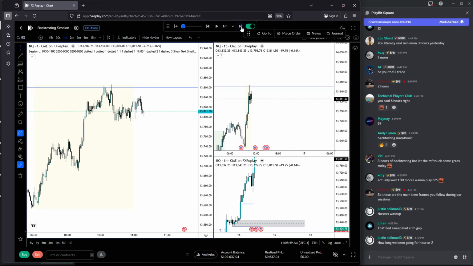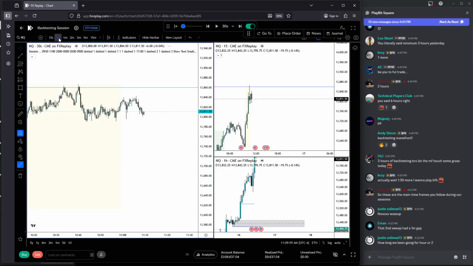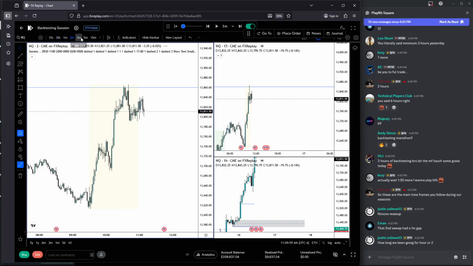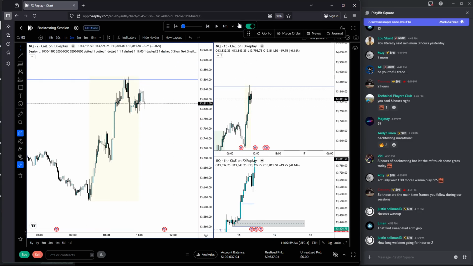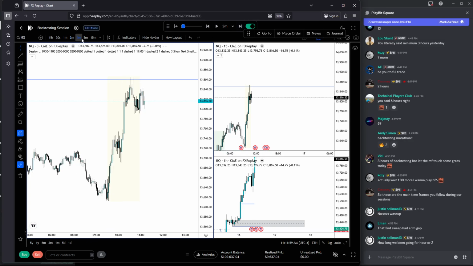I'm already out of session now. We still have this big gap down here, which we can look at. But that becomes so big then. Look at that, 45 points. I'm not going to take such a big gap. Is it smaller on the other time frames?